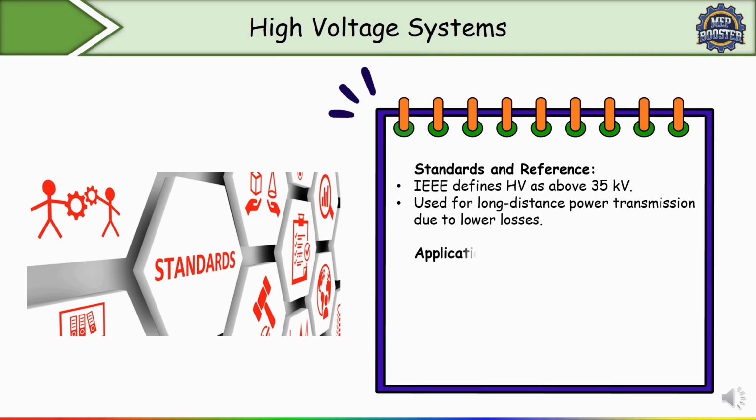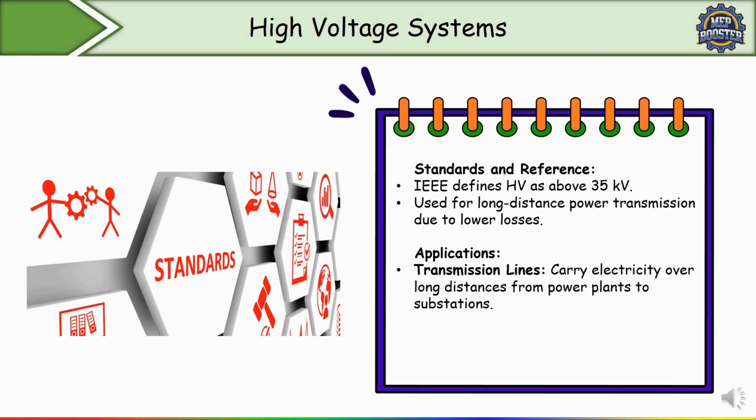Here are some applications where you can see the high voltage system, like in transmission lines. Transmission lines on tall towers across rural areas and highways. Here you can see the high voltage system. Even in grid interconnection systems, grid substations connect power generation to the main grid. Then in large utility scale power plants.